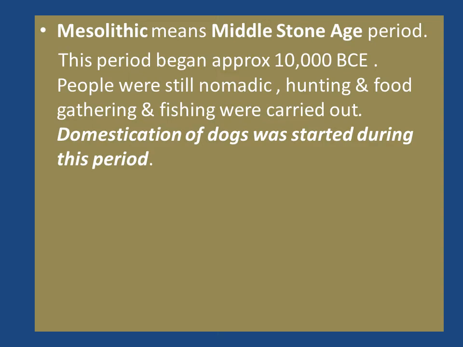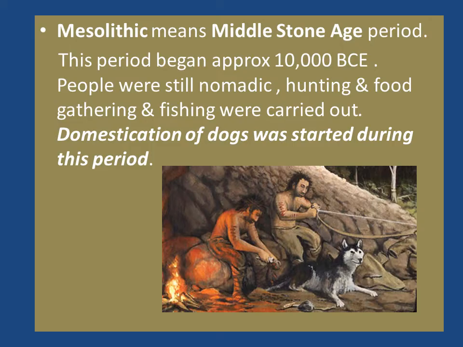But besides that, the new thing which was found in the Mesolithic period, which was not there in the Paleolithic period, was the domestication of the dogs. So the domestication of the dogs had started in this period.